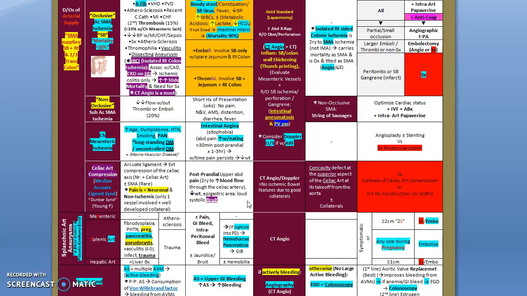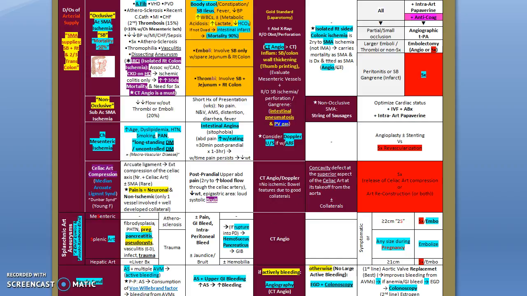One characteristic feature of the celiac artery compression syndrome is the emergence of the systolic sound or bruit. Diagnosis here again is through a CT angiogram or Doppler. There will be no ischemic bowel features actually. What you're gonna see is this concavity defect at the superior aspect of the celiac artery while it takes off from the aorta. And you might also see the emergence of collaterals.